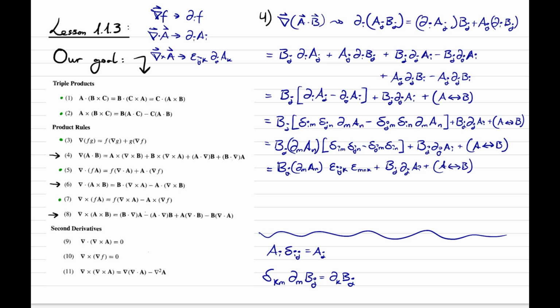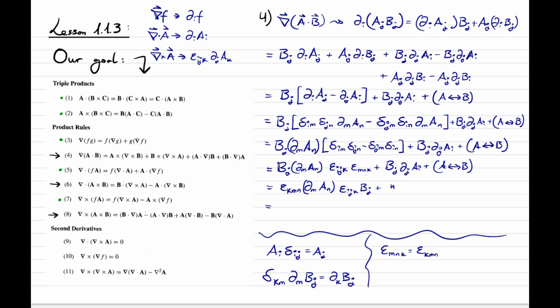So now the interesting thing is that we can write epsilon_mnk is the exact same thing as epsilon_kmn, because we have swapped two indices. So minus minus is plus, so it's the same thing. Now we are going to have epsilon_kmn del_m a_n. I think you now see where I'm going. And then we have epsilon_ijk b_j plus this other stuff I'm not going to copy over and over again.